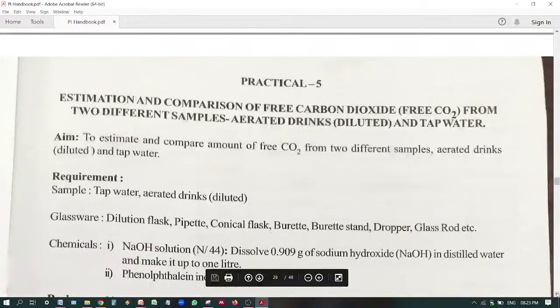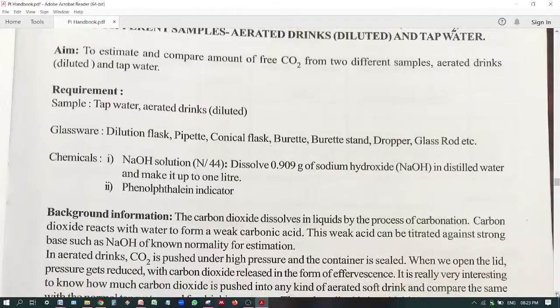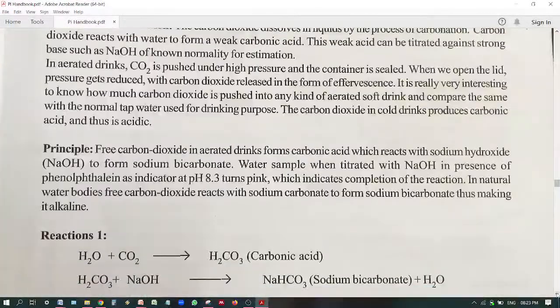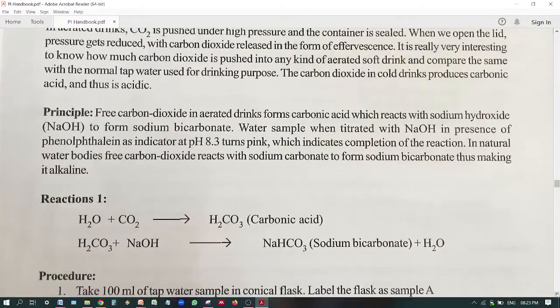Now let's move on to the next practical, that is estimation and comparison of the free carbon dioxide. This reaction is important for this particular practical. In water, whatever carbon dioxide is there combines to give carbonic acid, and carbonic acid when mixed with NaOH forms sodium bicarbonate. We all know acid plus base equals salt plus water, the general reaction. This important reaction you must know, and the presence of the sodium bicarbonate can be identified by the phenolphthalein indicator, because phenolphthalein turns pink when the pH is 8.3.